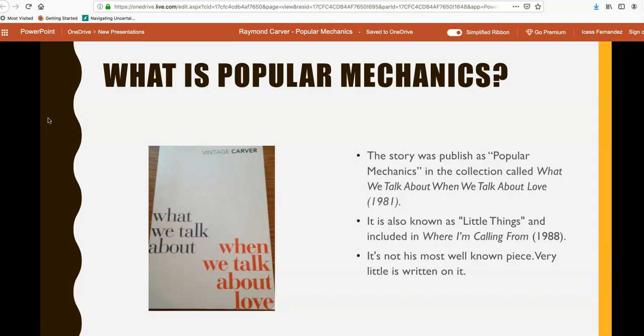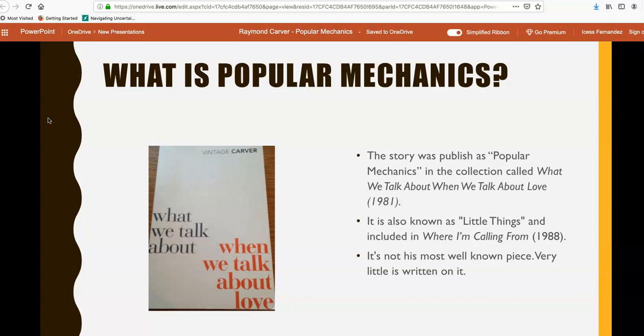I have yet to see a copy of Little Things. Every time I see this story, it's always under Popular Mechanics and not under Little Things. So I don't know what the difference between Popular Mechanics and Little Things is. I would imagine there's not a lot of difference. I thought I had seen a copy of it a couple of years ago, but it's not there. As cool as the story is, this is not his most well-known piece.